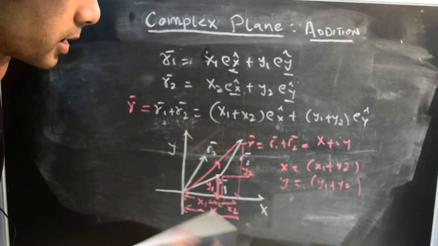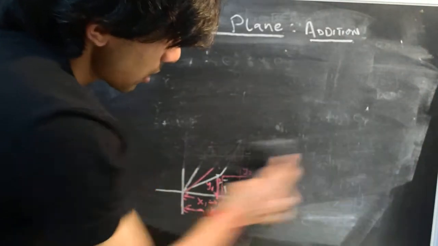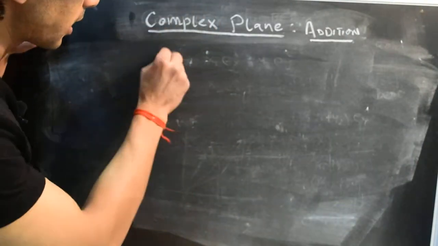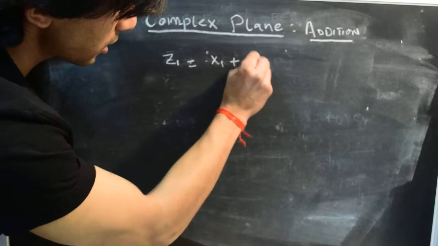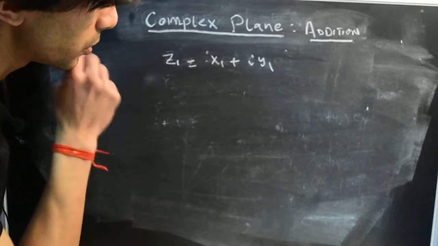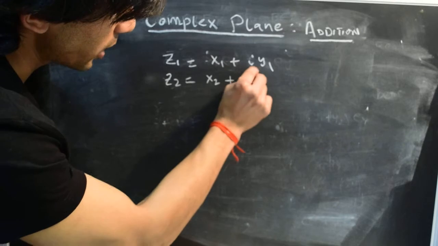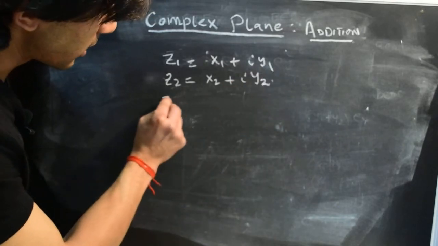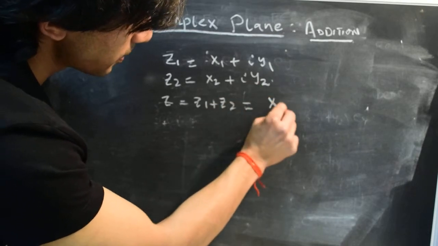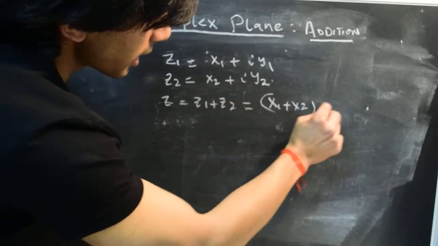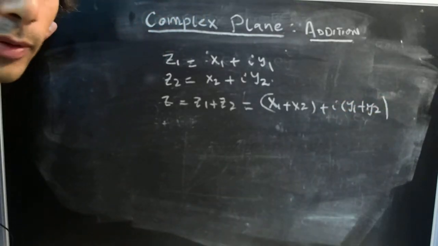Now let's think of the definition that we used for addition of two complex numbers. So the way we defined it is that, let's say we have a complex number z1, and let's use the symbols again, x1 and y1, x and y instead of a and b that we've been using so far. And then we have another complex number z2, which is x2 plus i times y2. Then the way we define the sum z, which is z1 plus z2, is to add the real parts, plus i times the imaginary part, which is y1 plus y2.